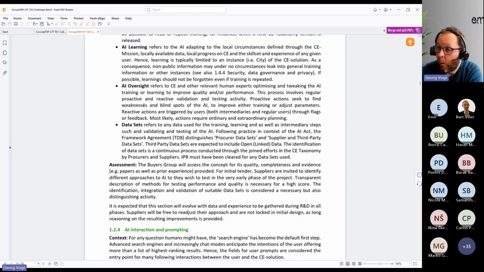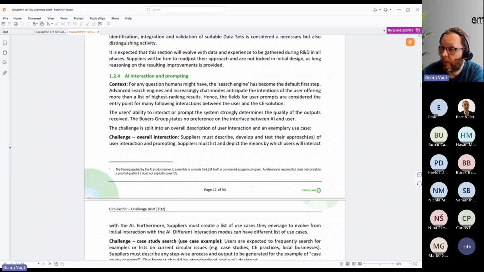Oversight means that a circular economy expert has to oversee the solution, check it regularly, improve the quality, and so on. We want an AI which is good in circular economy. It can be as bad as whatever in anything else. It does not need to know about the best Netflix series or whatever, or write a poem or homework. Doesn't need to do that. It needs to know about circular economy and give good, high quality answers in circular economy. And then obviously the data sets which will be used in the course of it.